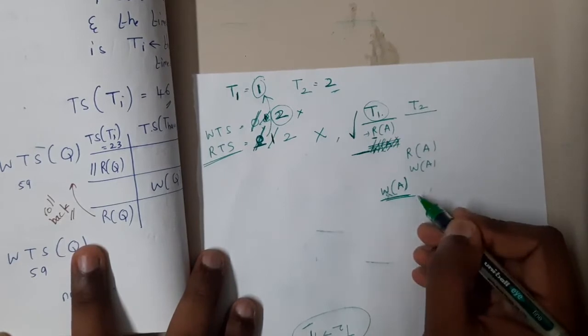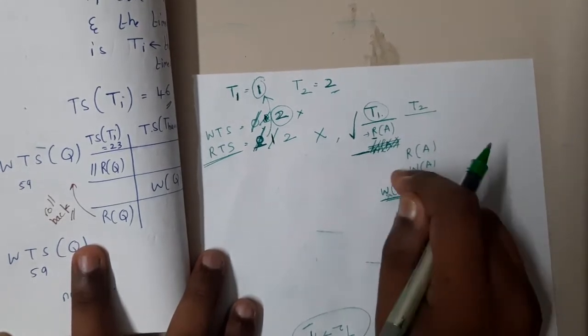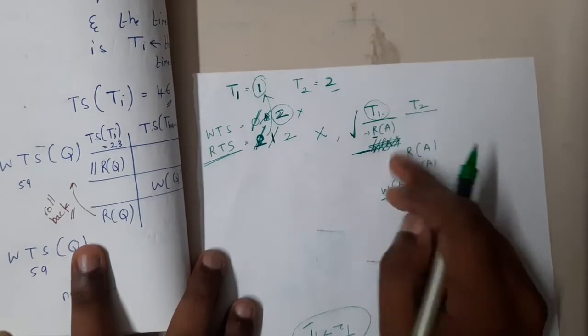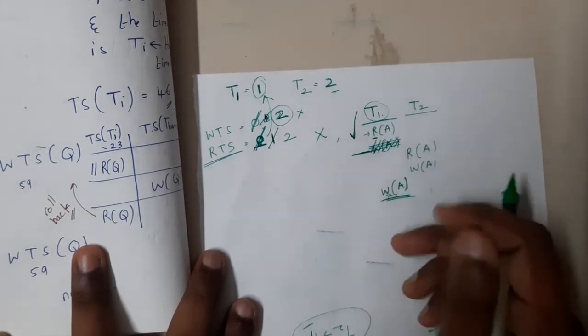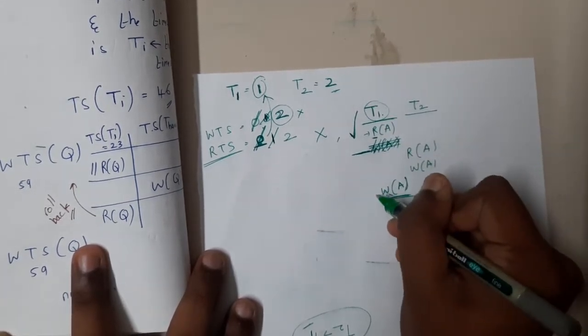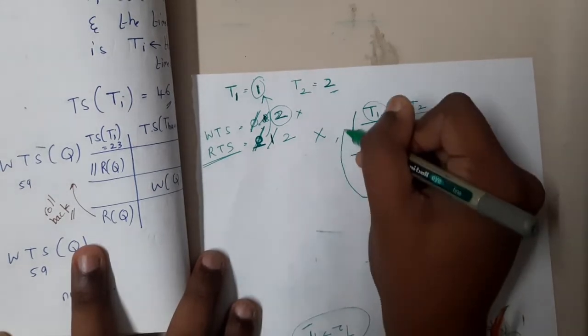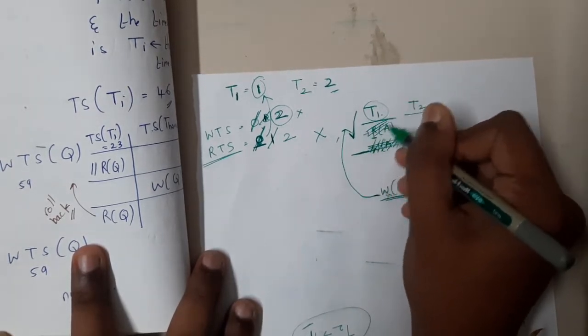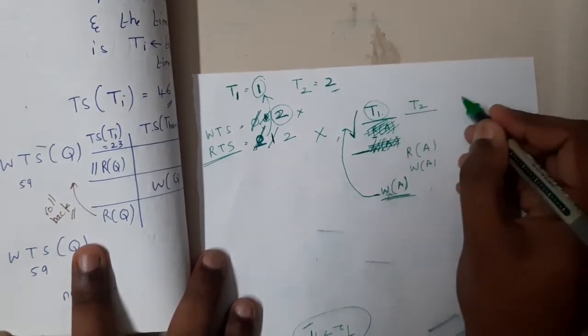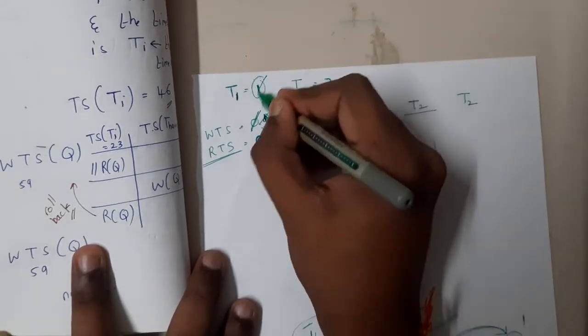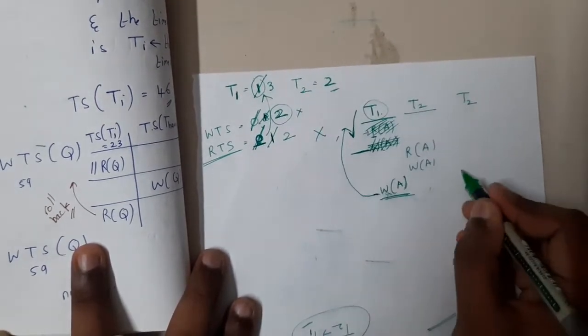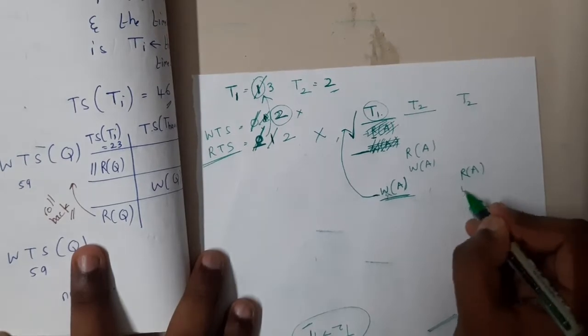Your question will be, if it cannot be performed now, then this T1 can never execute, right? The only solution for this is that T1 should roll back. Whatever it has done, it should roll back, and it should enter again with a new timestamp. Now the timestamp will be 3. Now it can do the read operation as well as the write operation.